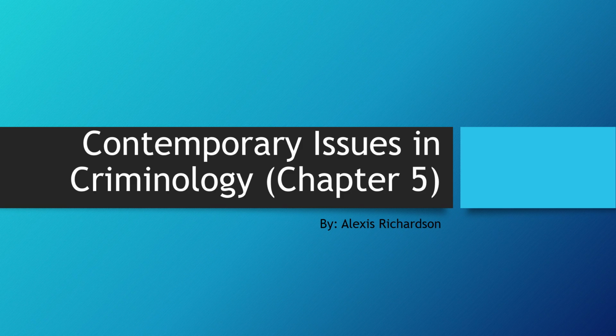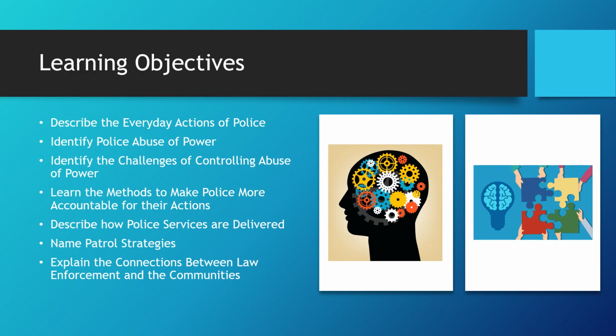Today we are going over Chapter 5, which is Contemporary Issues in Criminology. The learning objectives for this unit are to describe the everyday actions of police, identify police abuse of power, identify the challenges of controlling abuse of power, learn the methods to make police more accountable for their actions, describe how police services are delivered, name patrol strategies, and explain the connections between law enforcement and the communities.